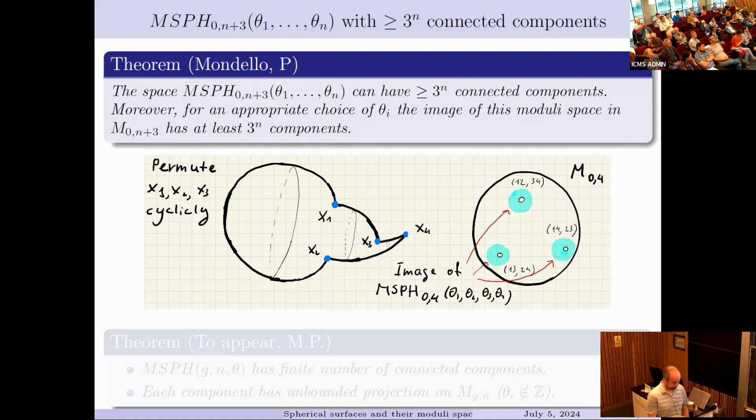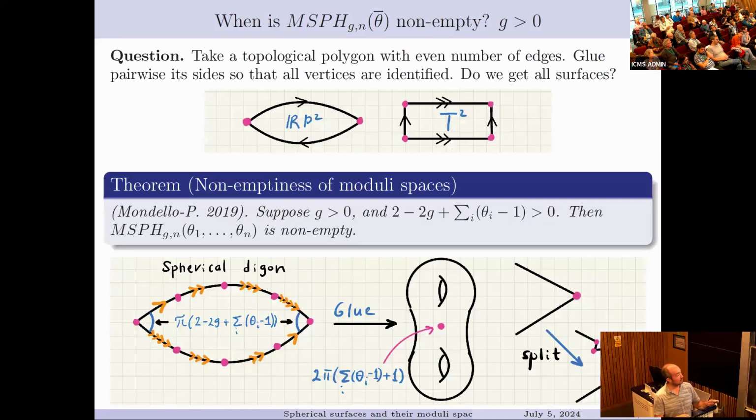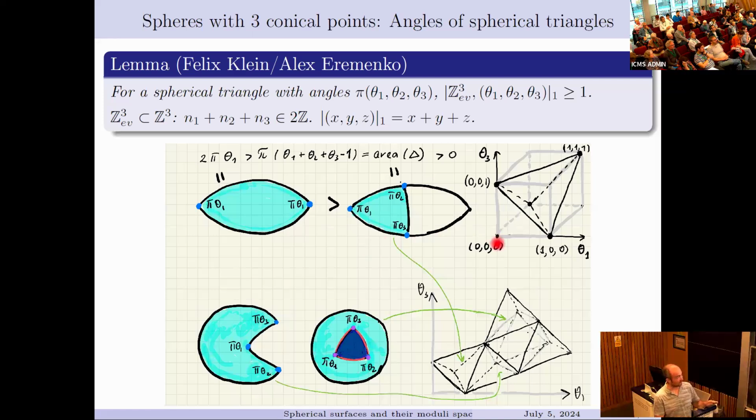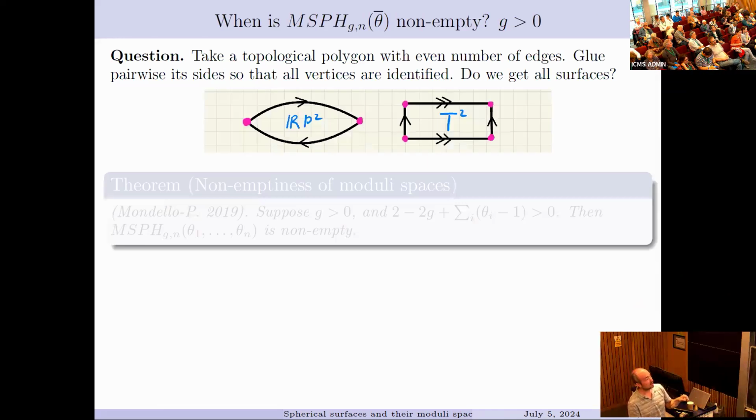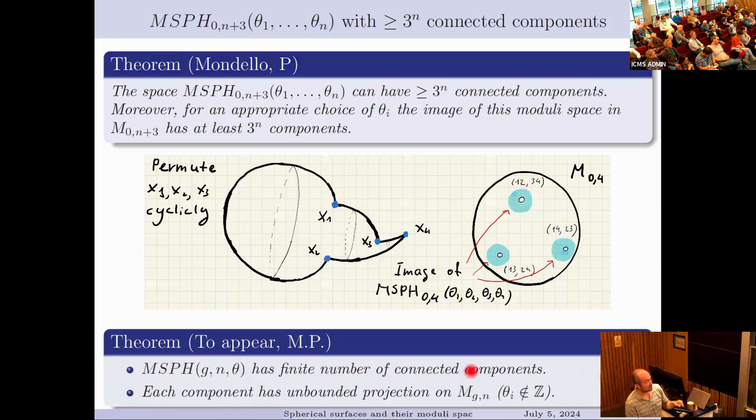Okay, but then this theorem says that even though we can have more than one connected component, the number is finite. And this kind of follows from a paper of Alex and Andrei, where they described this space of spherical triangles. What is important is that the space of spherical triangles is a semi-analytic set, more or less. And from that you can deduce that the moduli space of spherical surfaces has a finite number of connected components. So this is one thing. This is kind of easy.